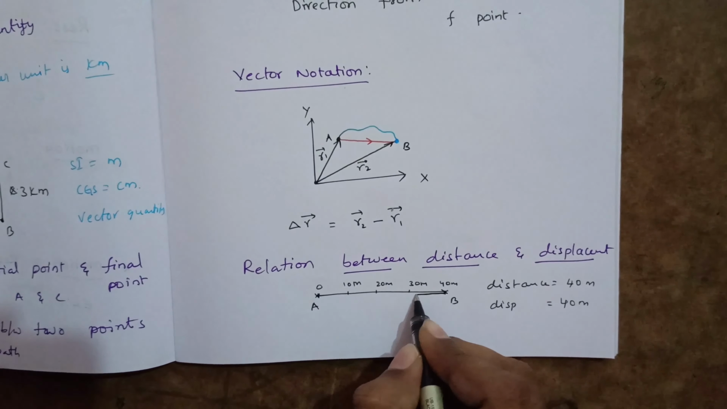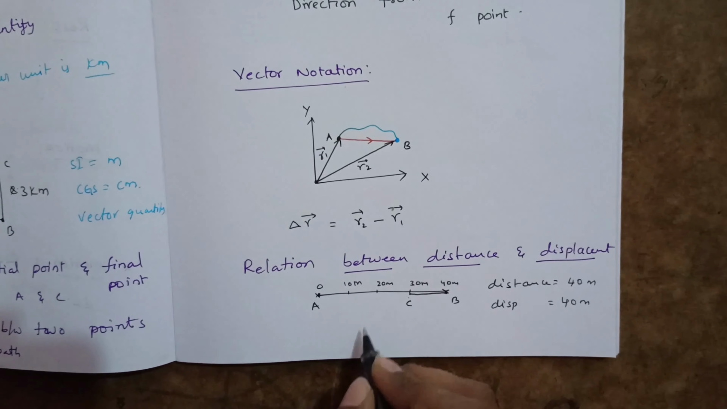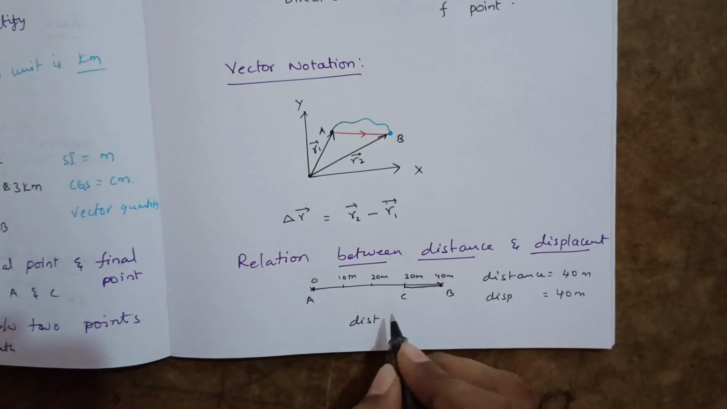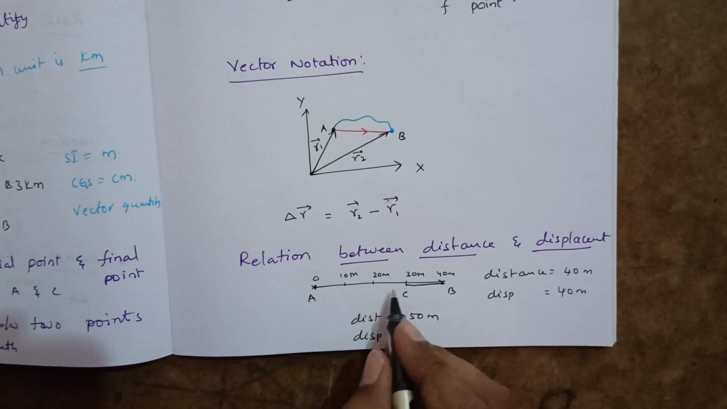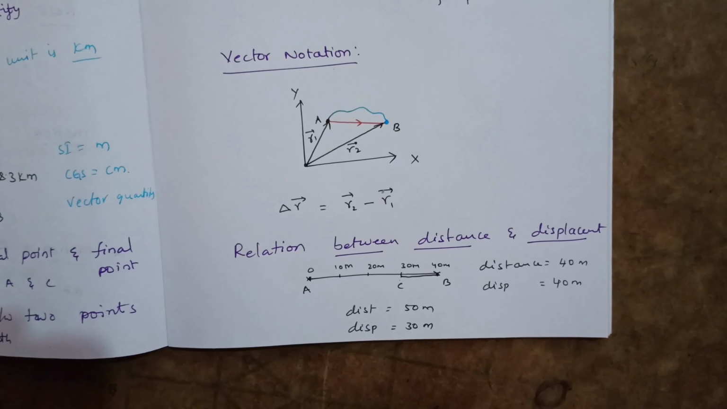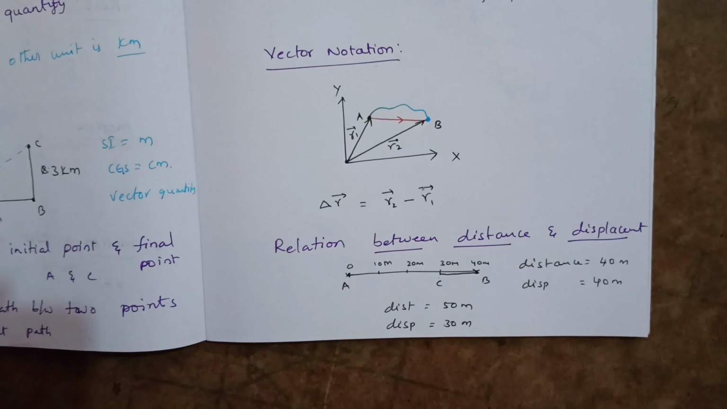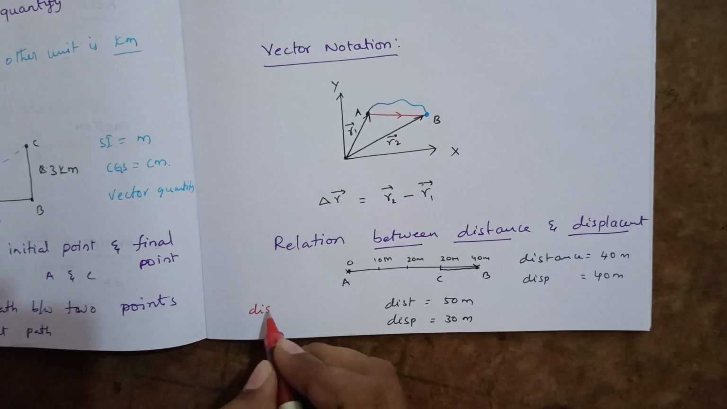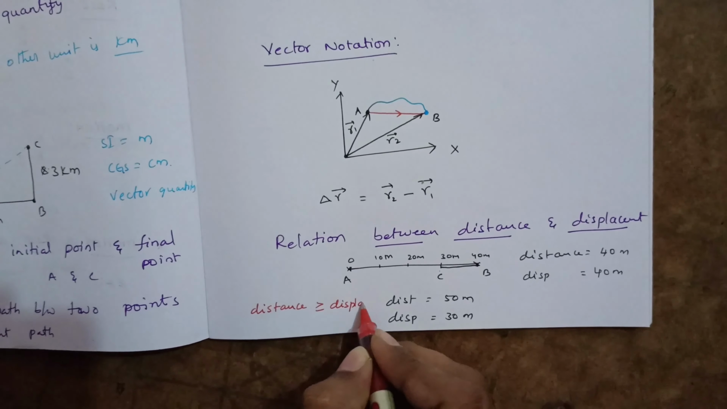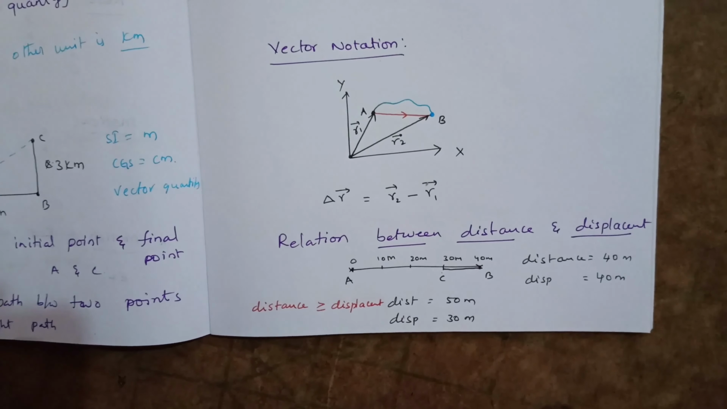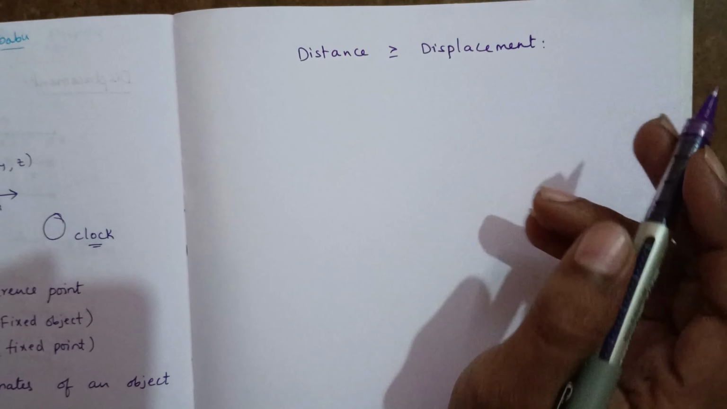Suppose it goes on to point C, from A to B and then B to C. In this situation the distance equals 50 meters, and the displacement from A to C is 30 meters. So distance is more than displacement. From these two situations we can relate distance and displacement: distance is greater than or equal to displacement.